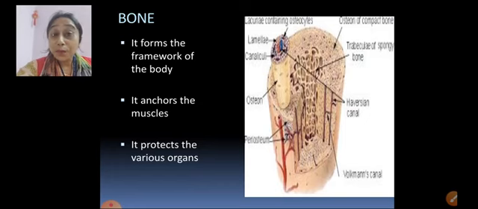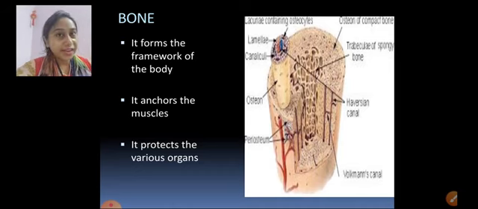Okay. See, bone is very different from blood. If blood was fluidic, bone is rigid. It's not flexible. Bone is the strongest of the connective tissues, even the strongest of all animal tissues. What's the function of this bone? This bone tissue forms the framework of the body. What is a framework?